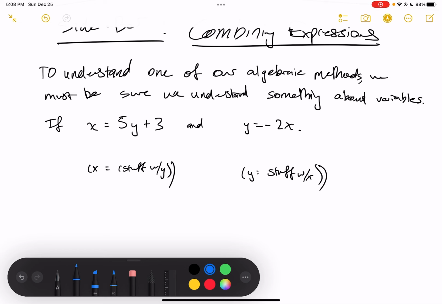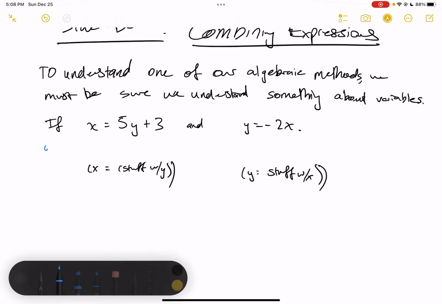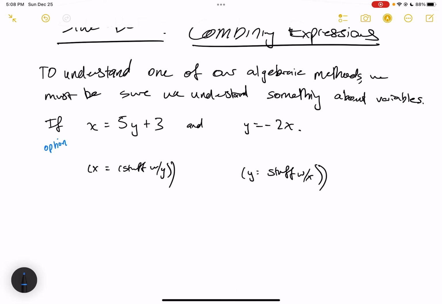So if we have that x equals all of this expression, 5y plus 3, we can replace x by 5y plus 3 in the other equation. So what does that essentially mean? It means that this entire thing right here, this 5y plus 3 that I just barred in blue, I can go ahead and plop that down in the other equation, so long as it's part of the same system, and replace x by that whole expression.